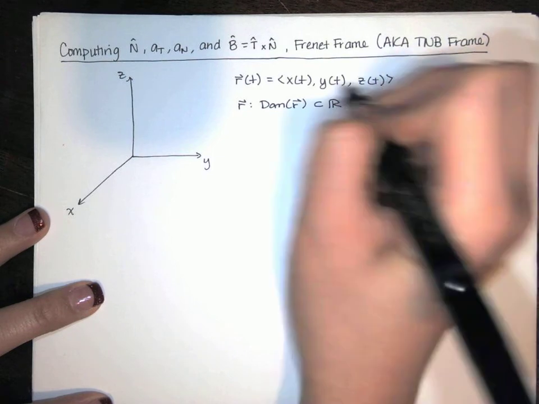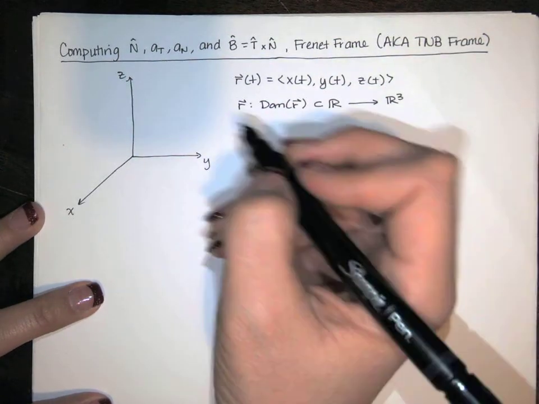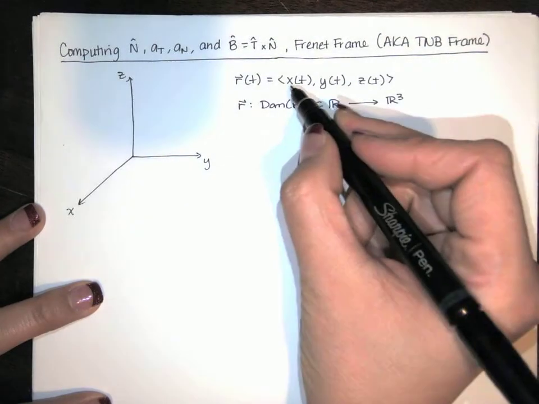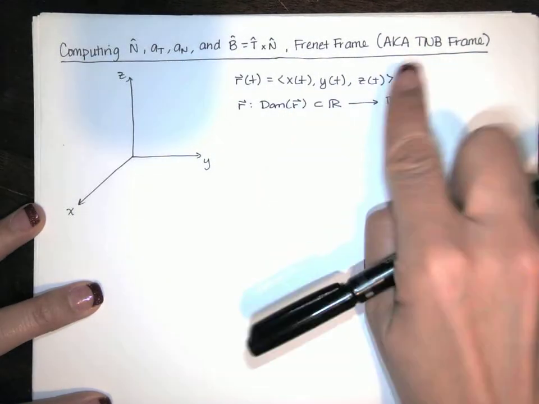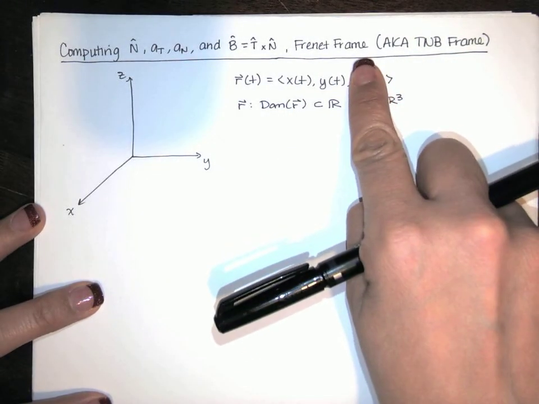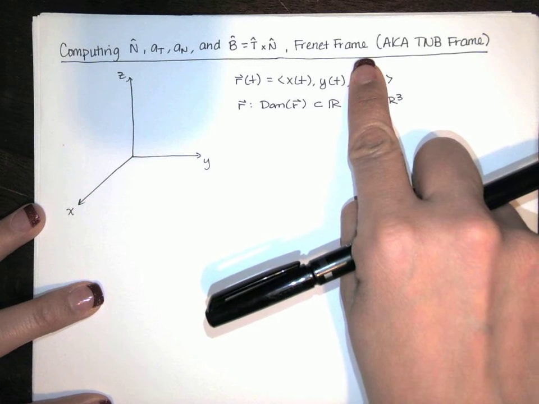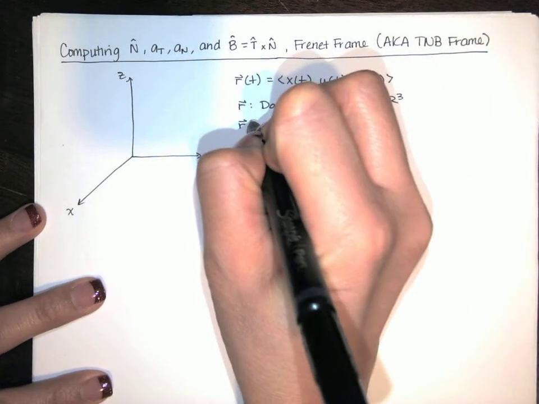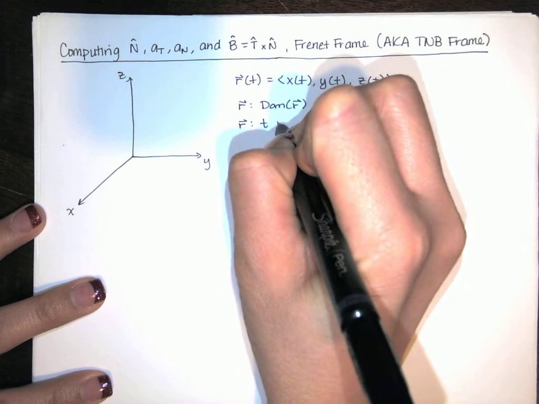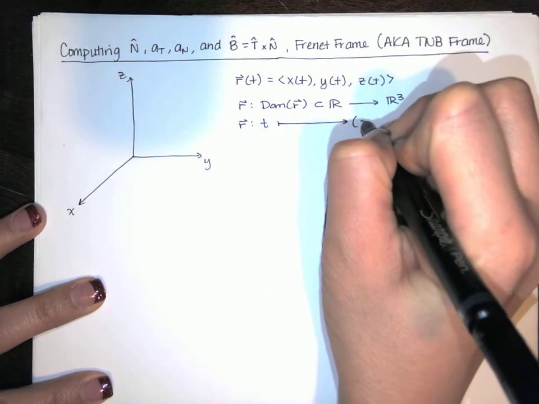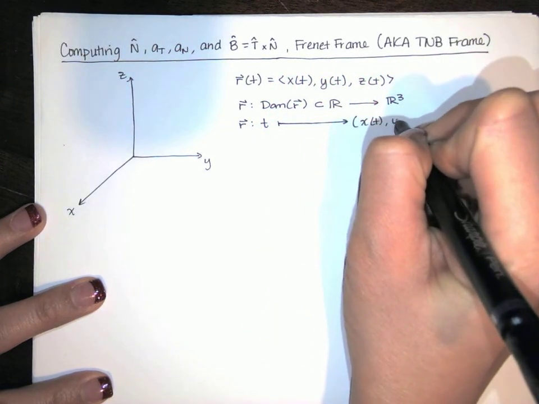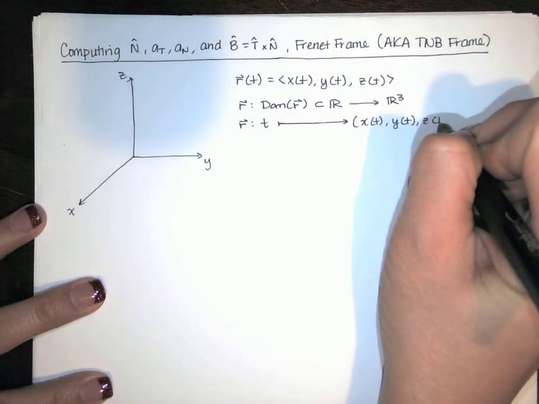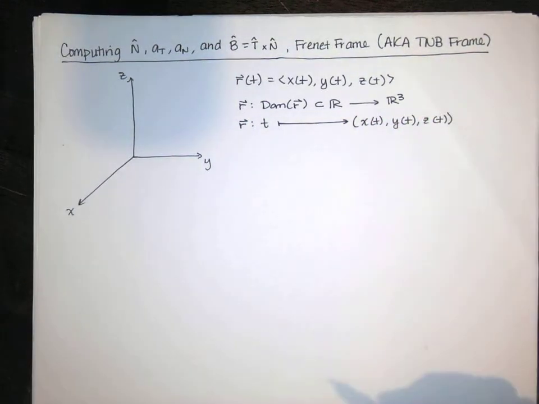In 3-dimensional space, if our vector is in 3-dimensional space, in n-dimensional space if our vector has n components, or it could be 2-dimensional space. We'll look at vector valued functions in the plane as well. So r is taking a number t in the domain and it's mapping it to a point. In 2D that would be x of t, y of t. In 3D that's x of t, y of t, and z of t.